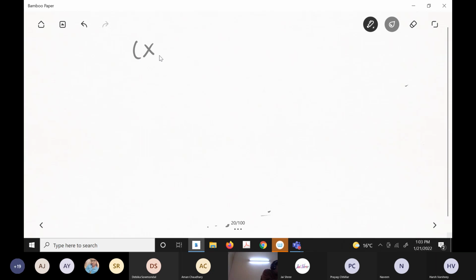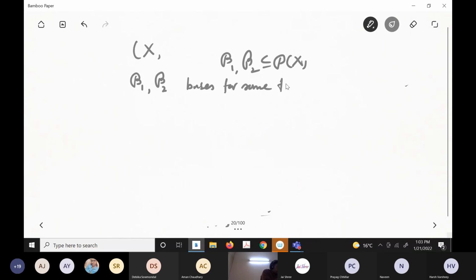Suppose you have X, and you have B1, B2, both are bases, and they form a basis for some topologies tau 1, tau 2 respectively on X. But before that, you know what is a base, then the topology generated by it, what will be the relation between these, that you should figure out. Tau 2 and tau 1 will be a similar thing.